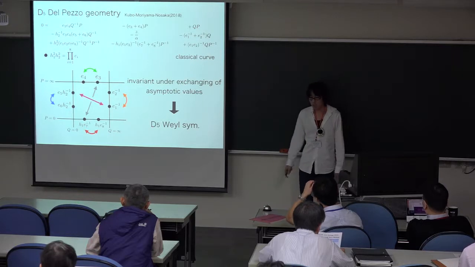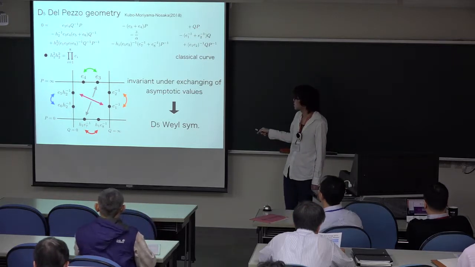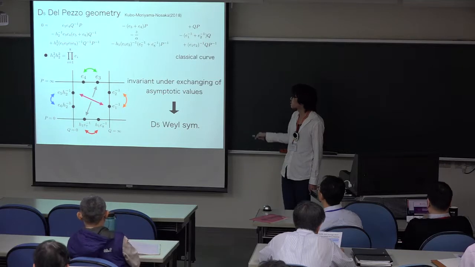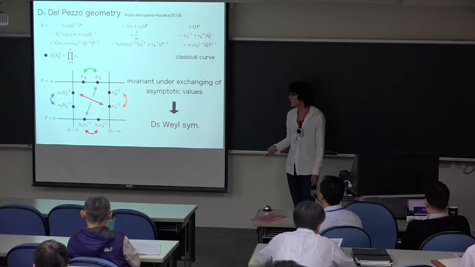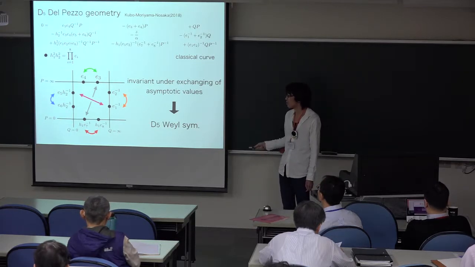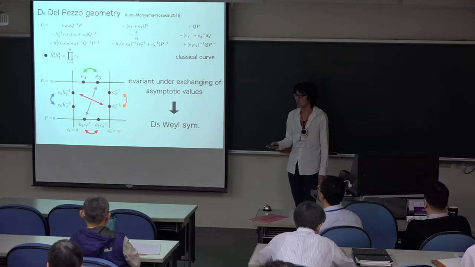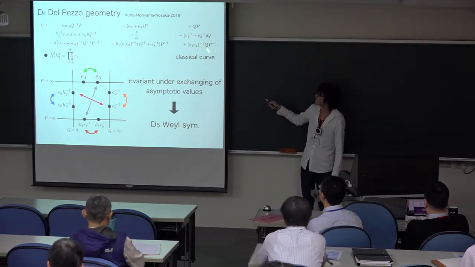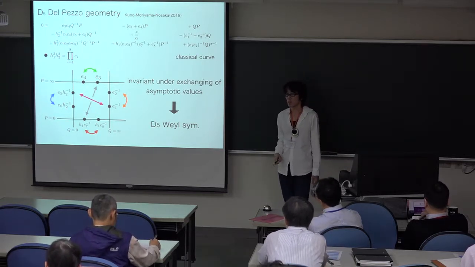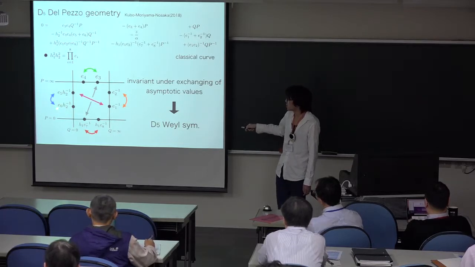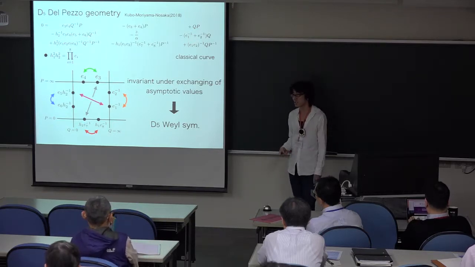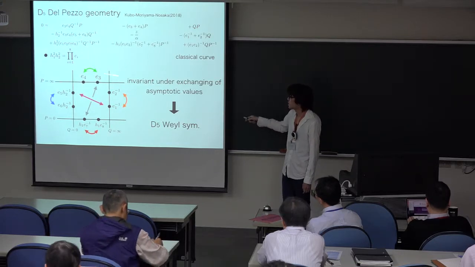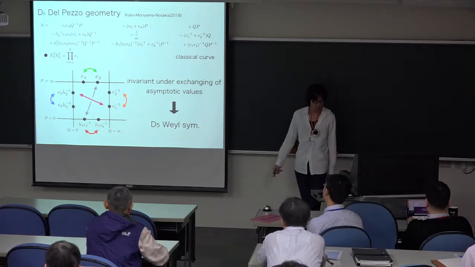in this limit. Then the roots of these terms are given by 1 over small e1 and 1 over small e2, corresponding to these points. Similarly, if you put the remaining asymptotic values on this figure, then we can define the D5 derivative geometry like this one. And the D5 symmetry can be seen by exchanging the asymptotic values like these arrows. So the D5 Weyl group can be generated by the transformations given by this exchanging.